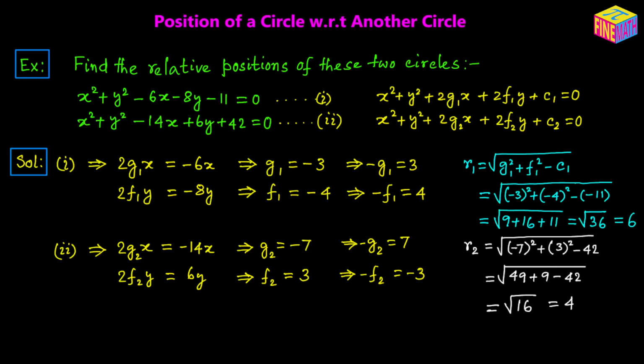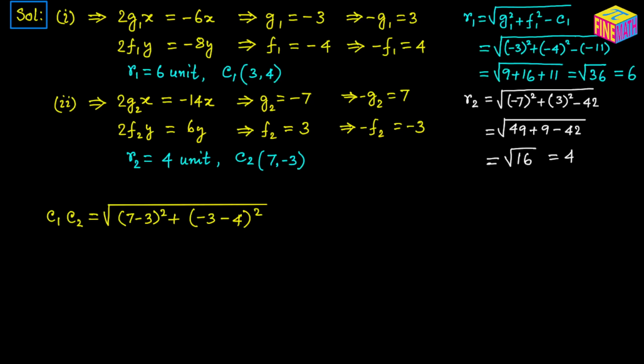So for the first circle, let me make a note of the radius and the coordinates of the center. Radius is 6 unit. Coordinates of the center are 3, 4. Similarly, for the second circle, the radius is equal to 4 unit and location of the center is at 7, negative 3. Next, we are going to calculate the distance between the centers of the two circles, and for that we are going to use the distance formula.